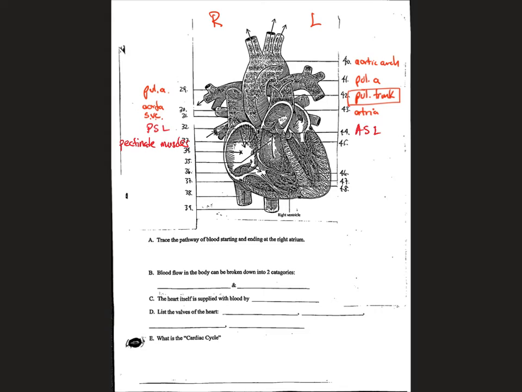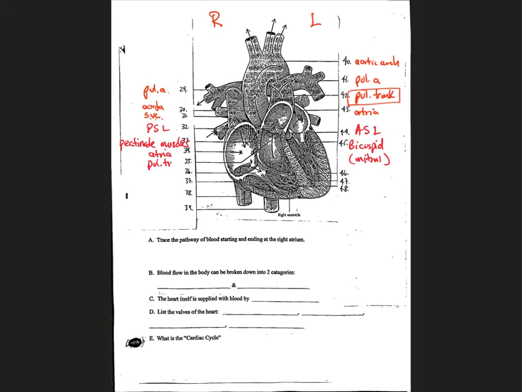45 is going to be what we call the bicuspid, or sometimes referred to as the mitral valve. It's two cusps of tissue on the left side of the heart, separating the left atria from the left ventricle. 34, let's go back to the right side. This is the atria on the right side. 35 is the pulmonary trunk.